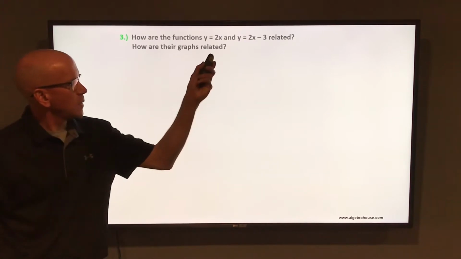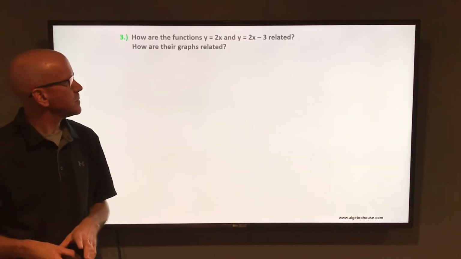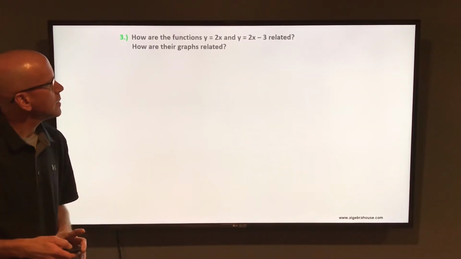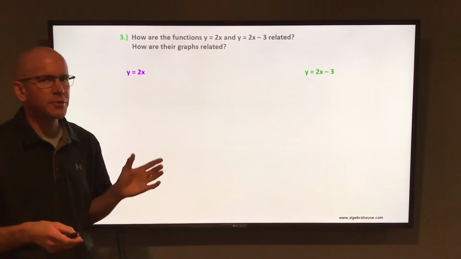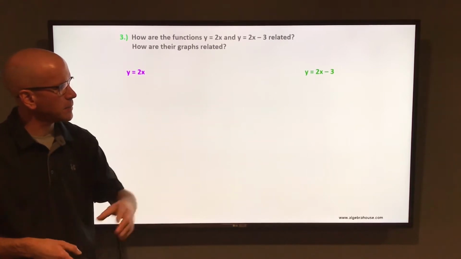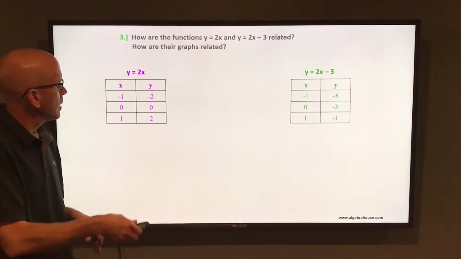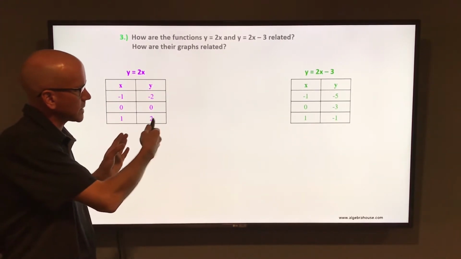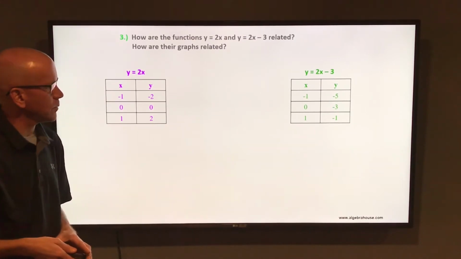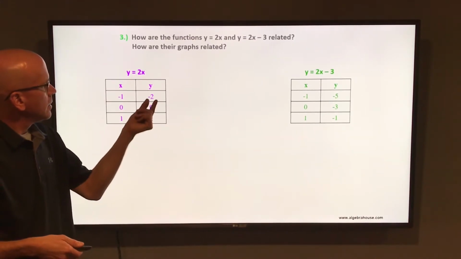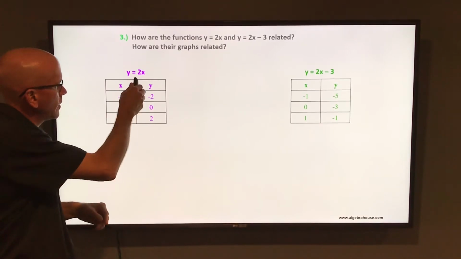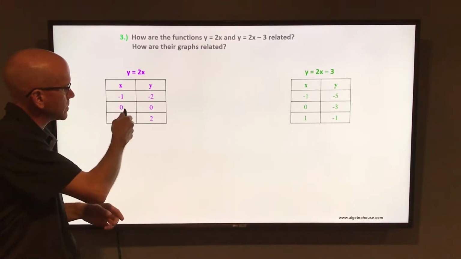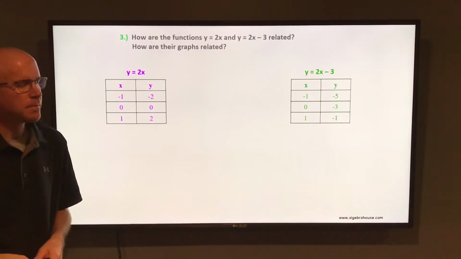How are the functions y equals 2x and y equals 2x minus 3 related? And how are their graphs related? Well, if you look at the coordinate chart for y equals 2x and y equals 2x minus 3, if you put negative 1, 0, and 1 in for x into both of these equations, for y equals 2x, the y values are negative 2, 0, and 2. So if you put negative 1 in for x, it's negative 2. Put 0 in for x, it's 0. Put 1 in for x, it's 2.